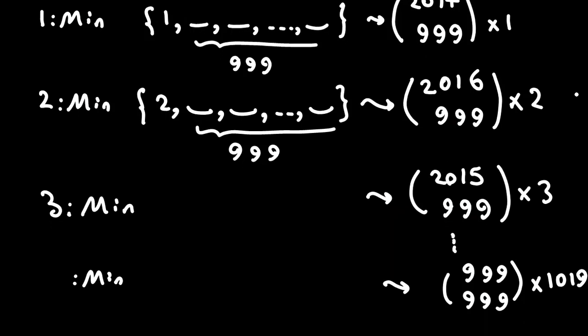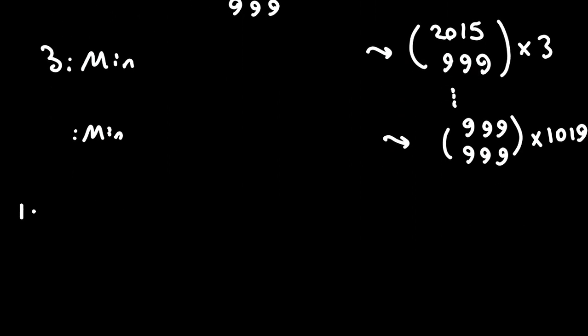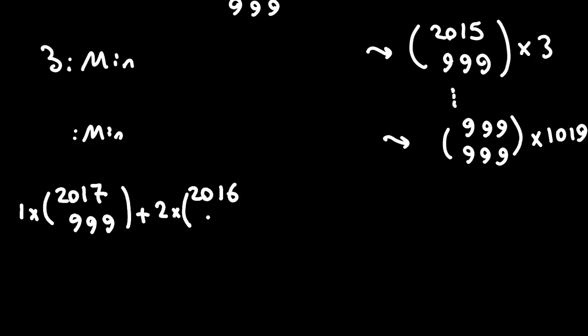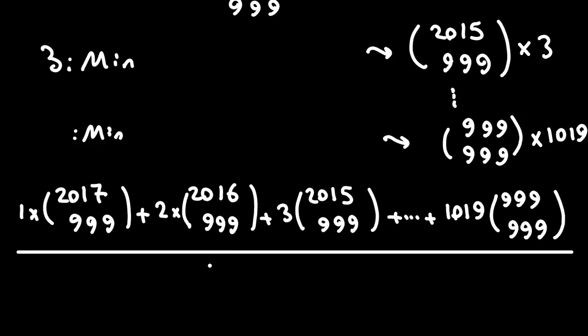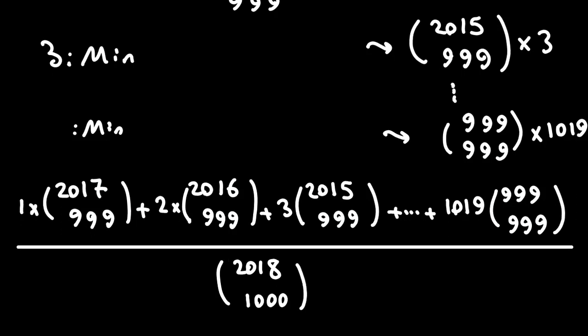They are the numerator. If you add all these numbers, 1 times 2017 choose 999, plus 2 times 2016 choose 999, plus 3 times 2015 choose 999, plus up to 1019 times 999 choose 999, all over what? All over the number of subsets with 1000 elements from 1 to 2018. It will be 2018 choose 1000. So the numerator, we can calculate it easily.